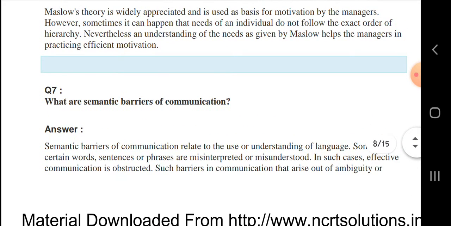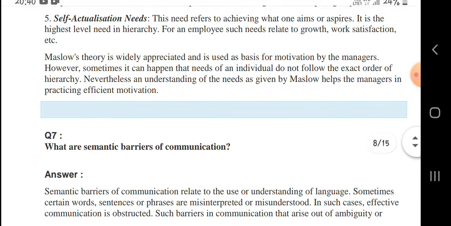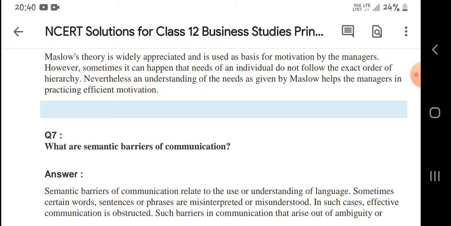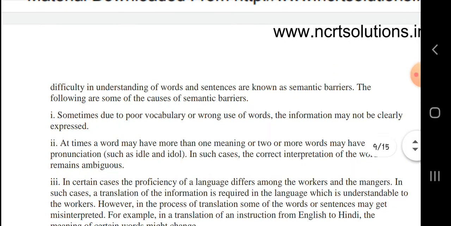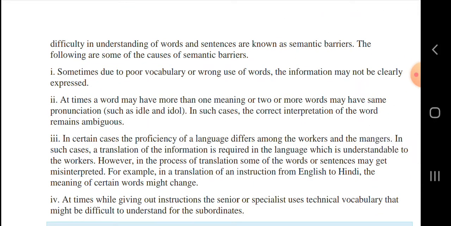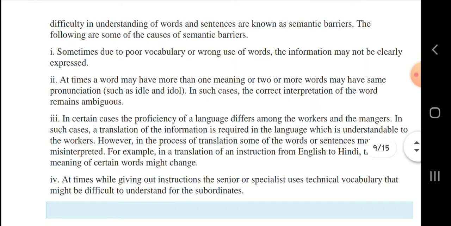Next, let us know what semantic barriers of communication are. Semantic barriers of communication relate to the understanding of language. Due to poor vocabulary or wrong use of words, the information may not be clearly expressed. At times a word may have more than one meaning, or sometimes words may have the same pronunciation.